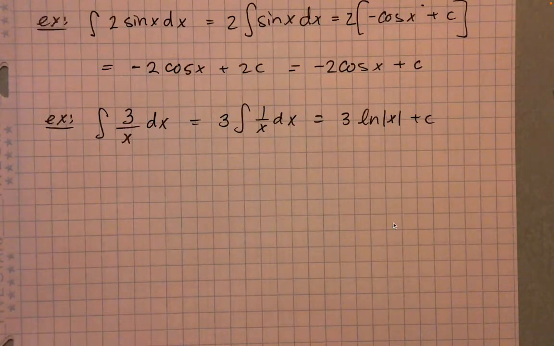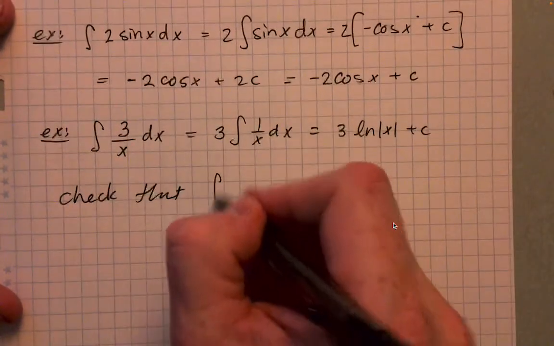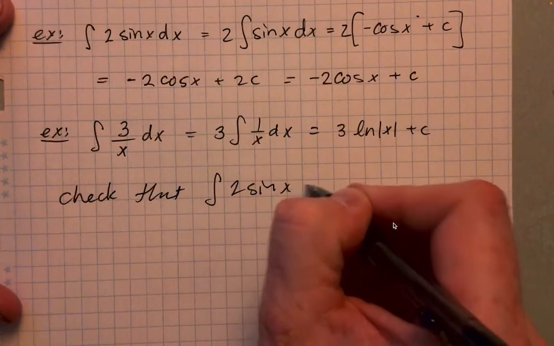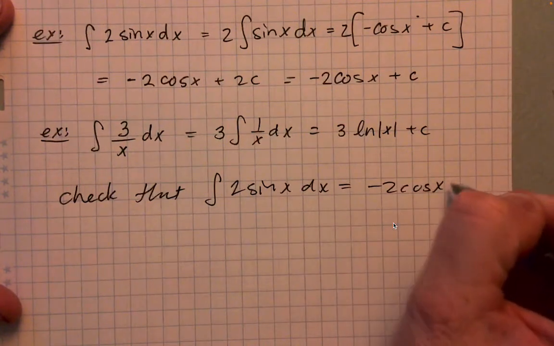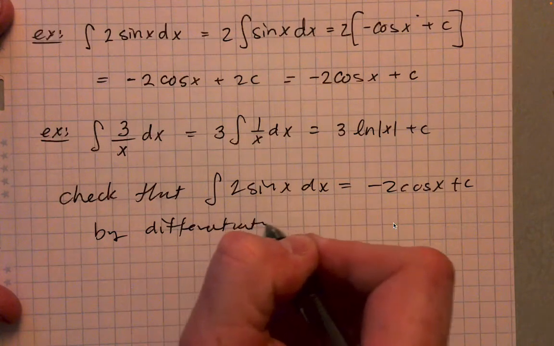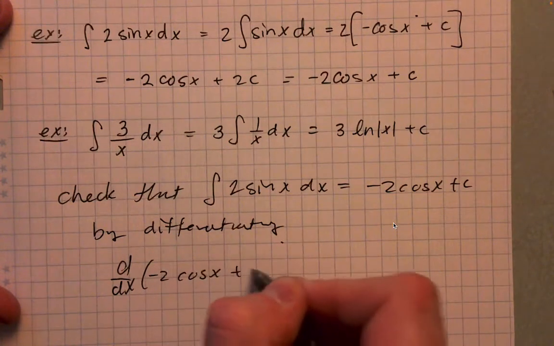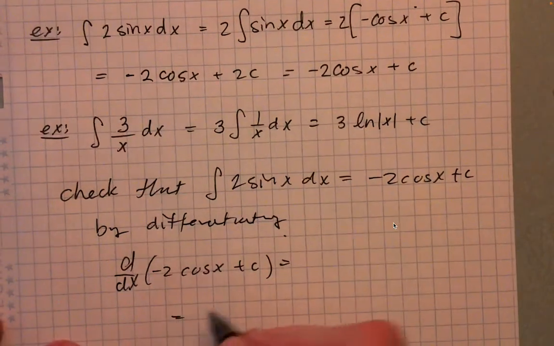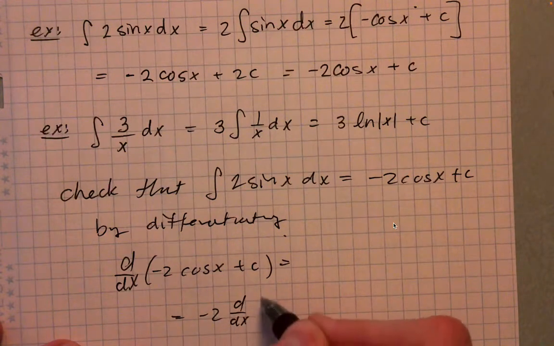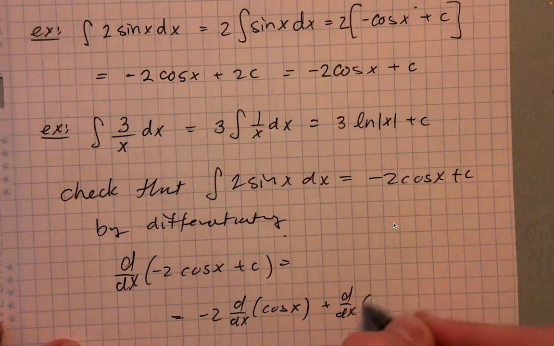So similar here. If you integrate a function, you'll get some other function. You can check it by differentiating it. So you can check that the integral of 2 sine x dx equals negative 2 cos x plus c by differentiating. So I could say d dx of negative 2 cos x plus c. I can do that derivative: negative 2 d dx of cos x plus d dx of c.